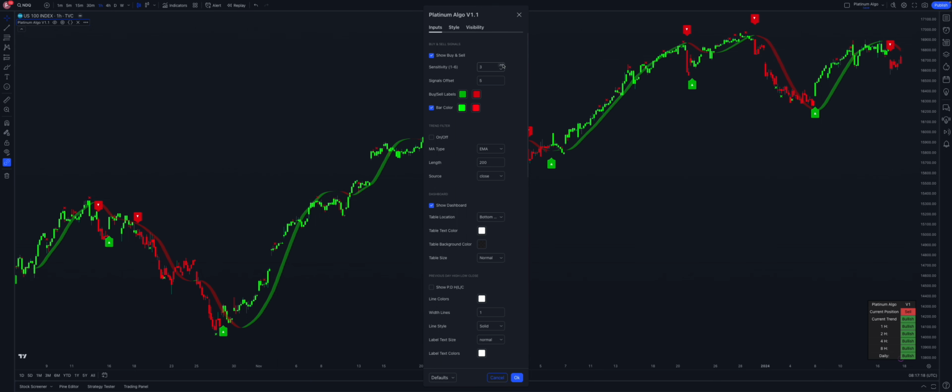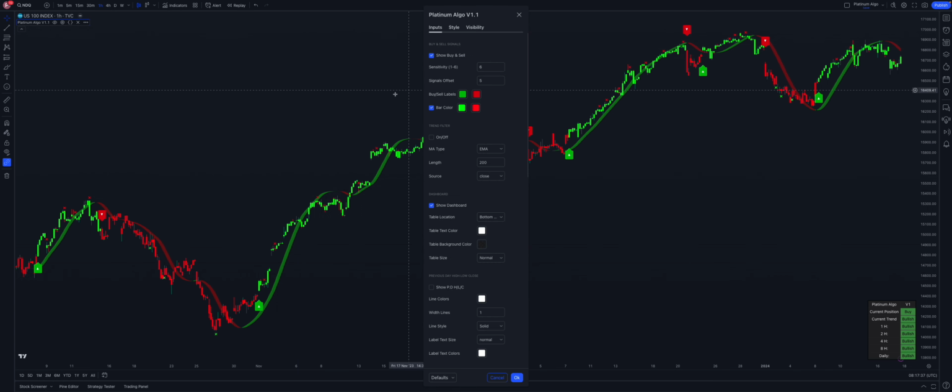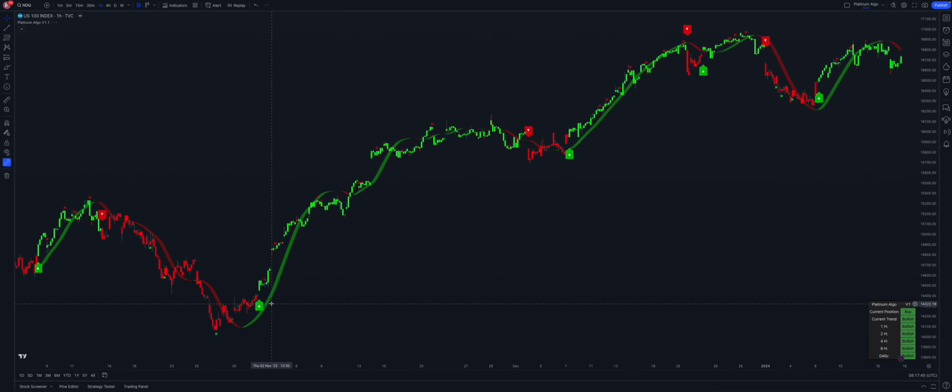If I go from 3 to 6, you can see the difference really obvious on the chart right here. When I use a higher sensitivity, it produces a lot less false signals compared to using a lower sensitivity. Now the signal offset is basically the distance between the signal label and the candle. If I increase the signal offset to, let's say, 13, you'll see that the buy and sell labels increase the distance from the candles.